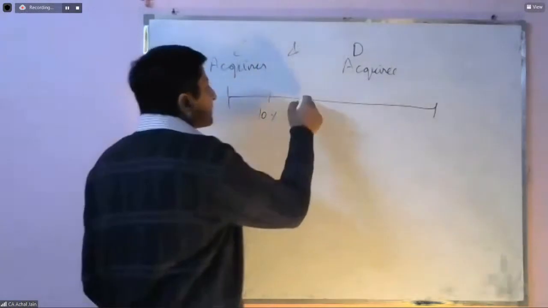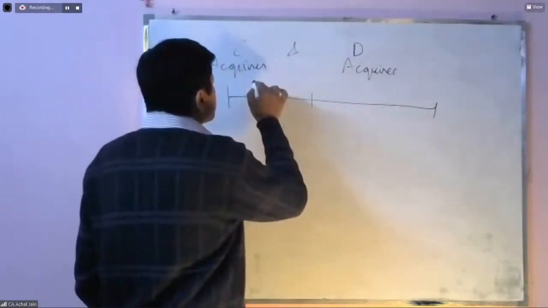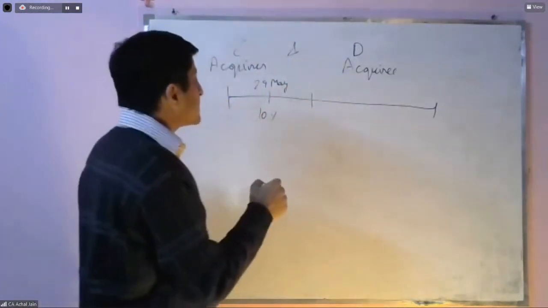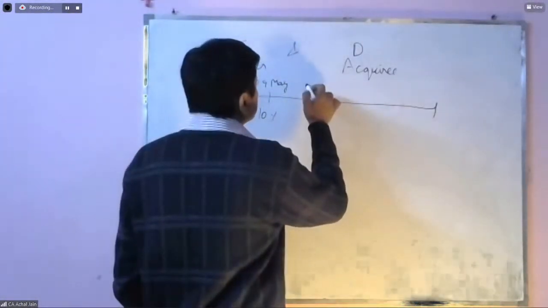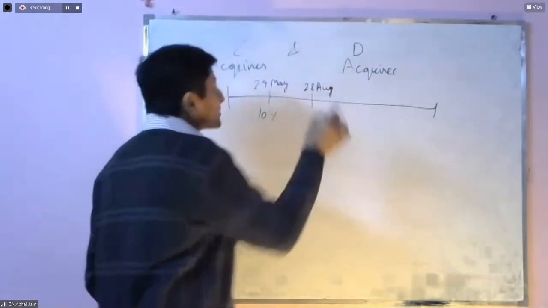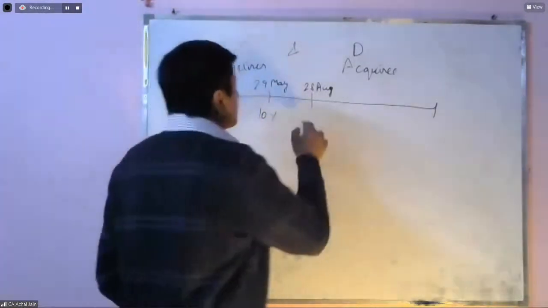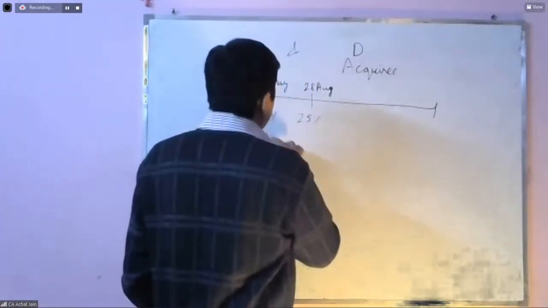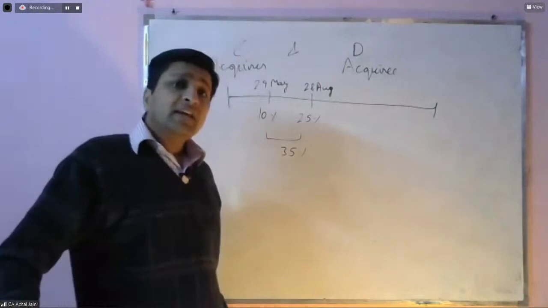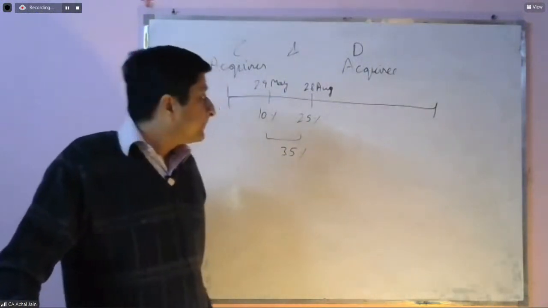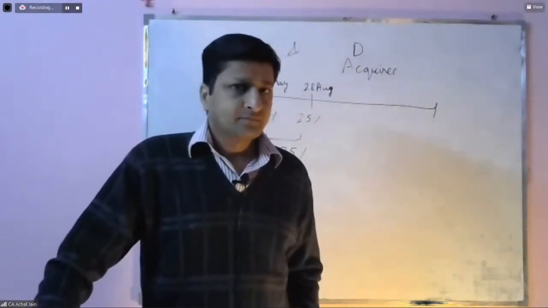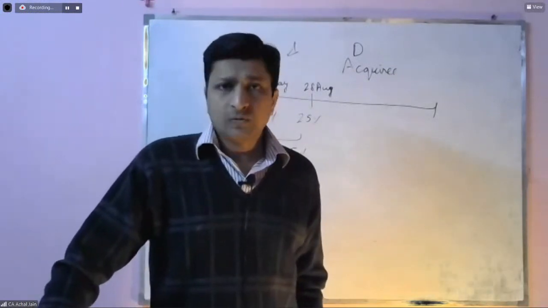Let's suppose after some time, say this is 29 May. Then after some time, say 28th of August, now C acquires another 25%. So what is the total holding? 35%. Now once again, after acquiring 35%, do we say that C has acquired control over D? Not really. Even now, C doesn't have control over D.